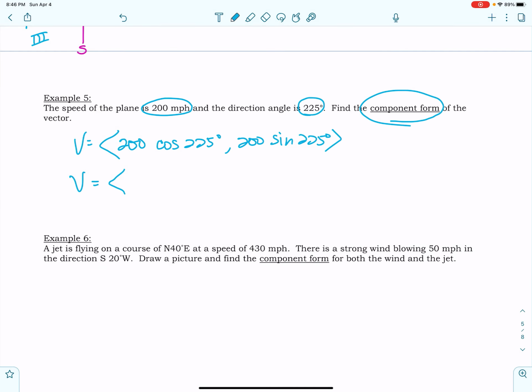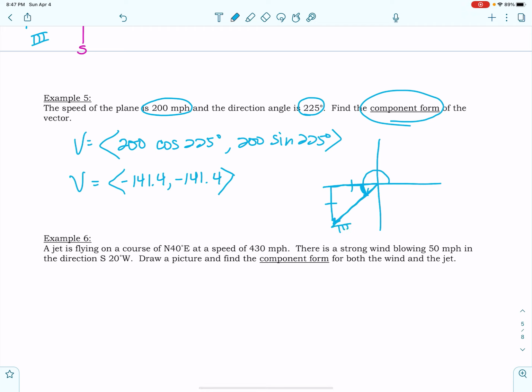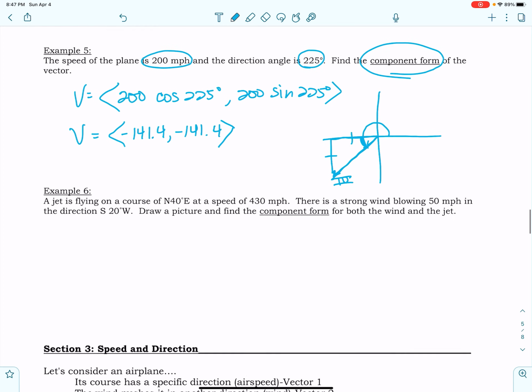So now we're going to talk about what that means. Negative 141.4 and negative 141.4. I want you to think about this. If I go 225, doesn't that make sense that these should be equal to each other? Because 225 is 45 degrees into quadrant 3. Pretty cool, huh? And it makes sense that they're both negative because we're in quadrant 3. Easy peasy. All right, let's look at example 6.